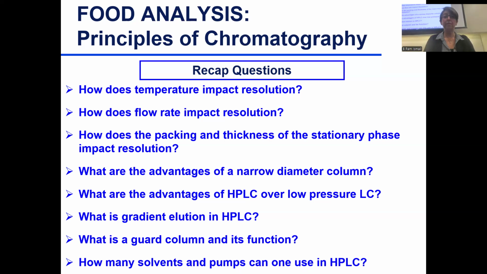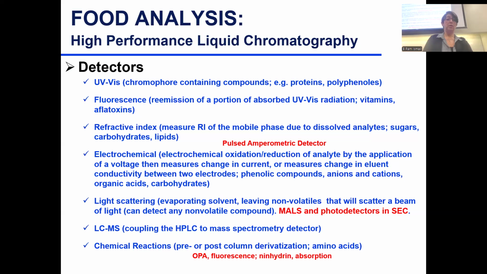Okay. All right, we good to move on? All right. So the detectors.